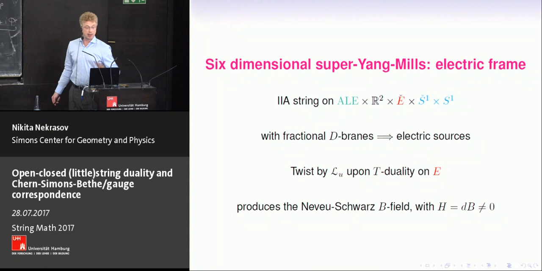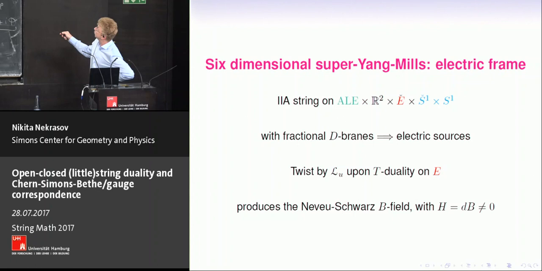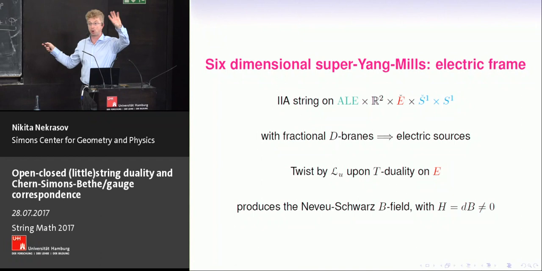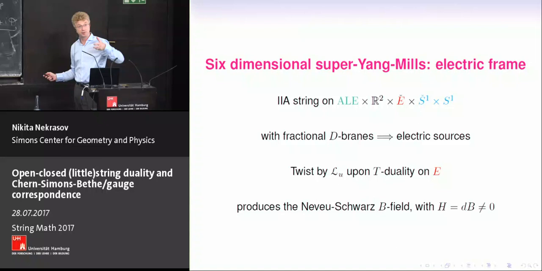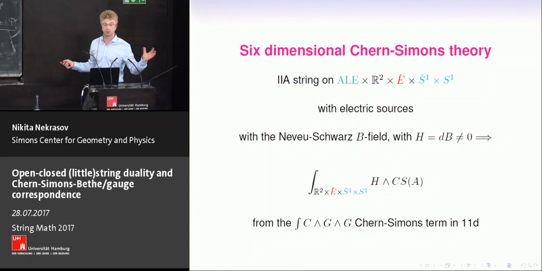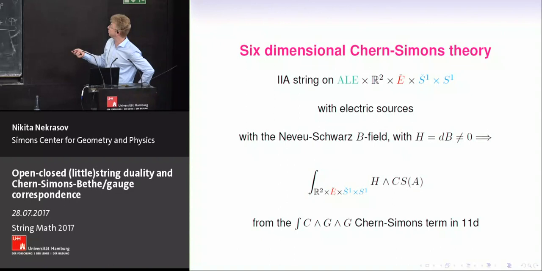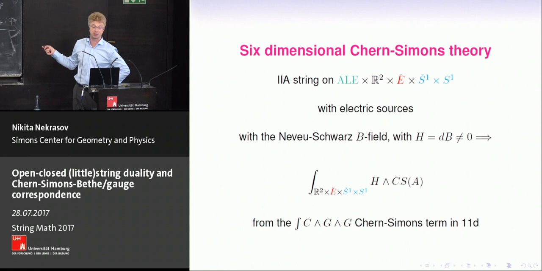Instead, let's go to the electric frame, where we de-dualize the elliptic curve. And then the fact that in the original background, things were twisted around the elliptic curve means that the metric had off-diagonal components. So there were non-zero metric elements with one leg along, let's say, R2, another leg on the elliptic curve, and also one leg on the ALE space, and another leg on the elliptic curve. Upon T-duality, these off-diagonal metric elements will become a B-field. It's a Neveu-Schwarz B-field with non-trivial field strength. And so that's by the usual anomaly considerations, or simply by reducing the Chern-Simons term in 11 dimensions, you will get the Chern-Simons coupling for this super Yang-Mills in six dimensions of the form Chern-Simons of the gauge field times the flux of the field strength of the B field.